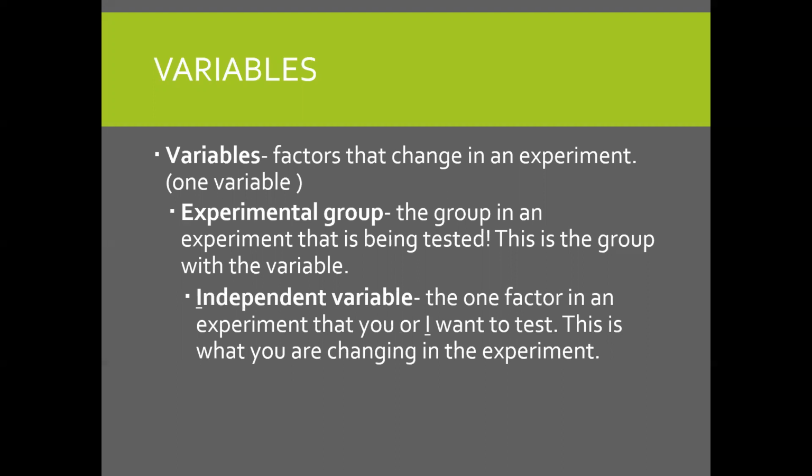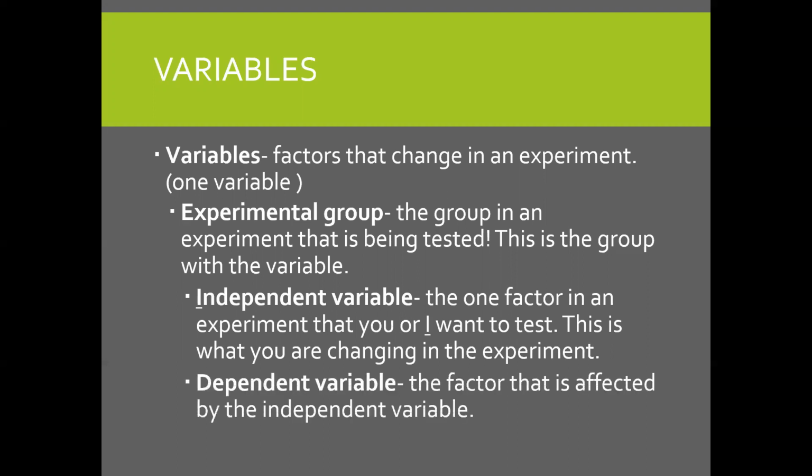So the independent variable is the one factor in the experiment that you or I want to test. So I like to think of I for independent. This is what you're changing in the experiment. The dependent variable is the factor that's affected by the independent variable. So if we were testing plant growth, we could measure the results of the dependent variable. We could measure their growth. We can see how many centimeters they grow. Okay, and we could test that off of how much fertilizer one gets. Or let's say one gets a certain brand versus another brand, or one brand versus no brand.